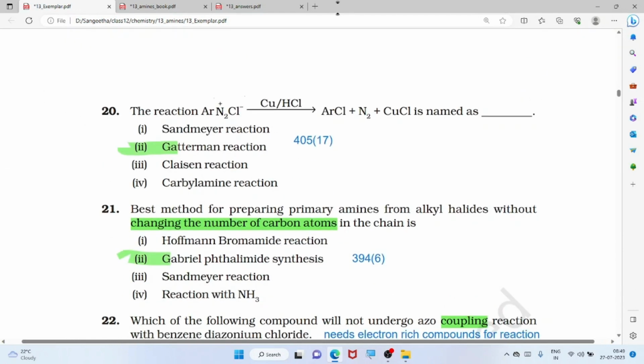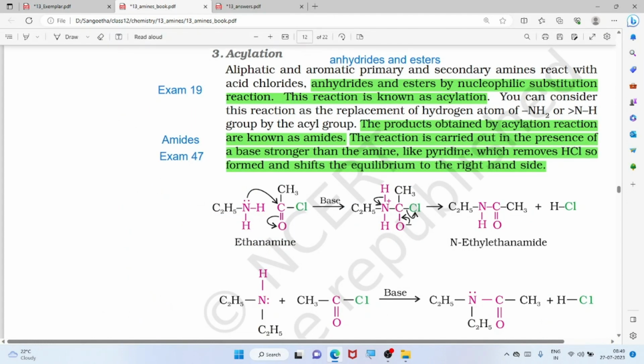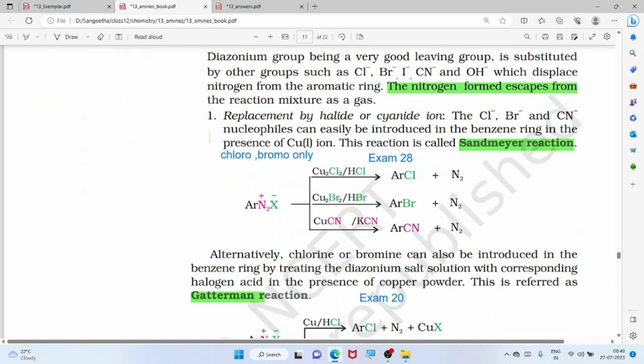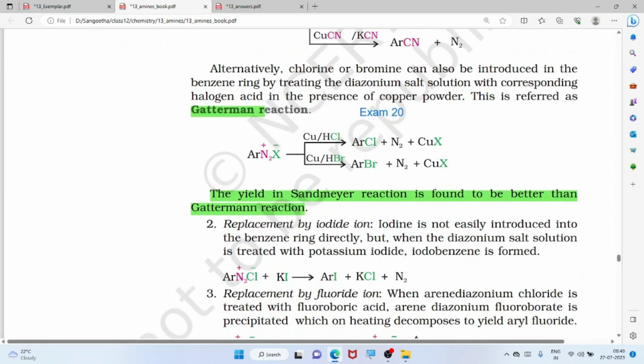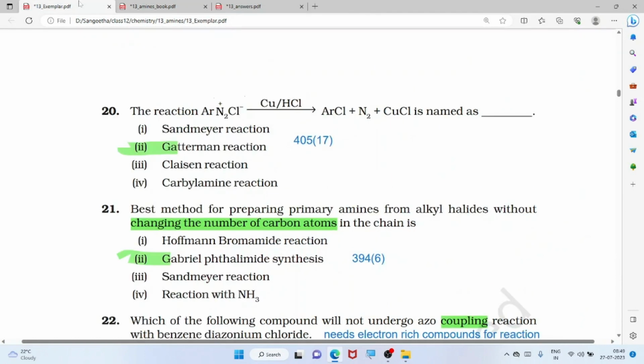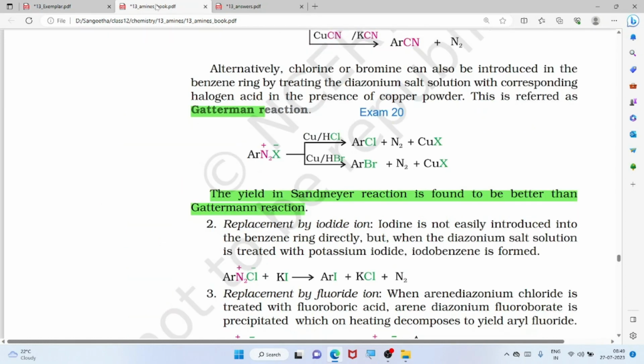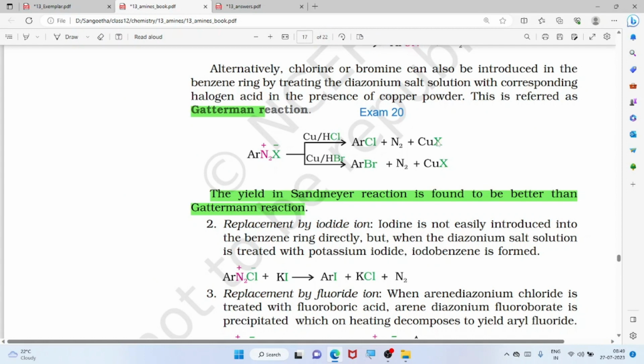The reaction with aryl diazonium is named as this Gattermann reaction. So this is the Gattermann reaction. So this is that compound that is given. Okay, this one X is Cl here. Okay, N2Cl. Okay, this is the one.